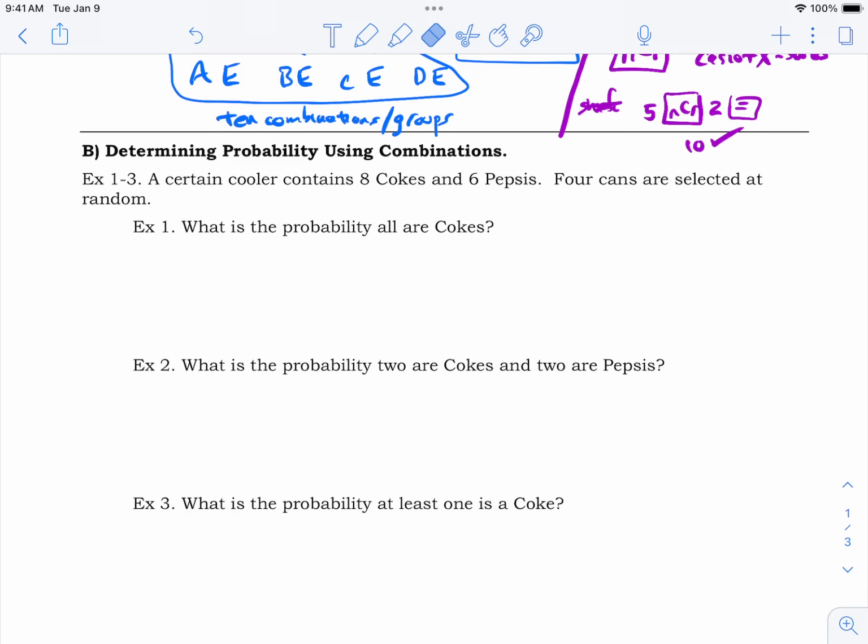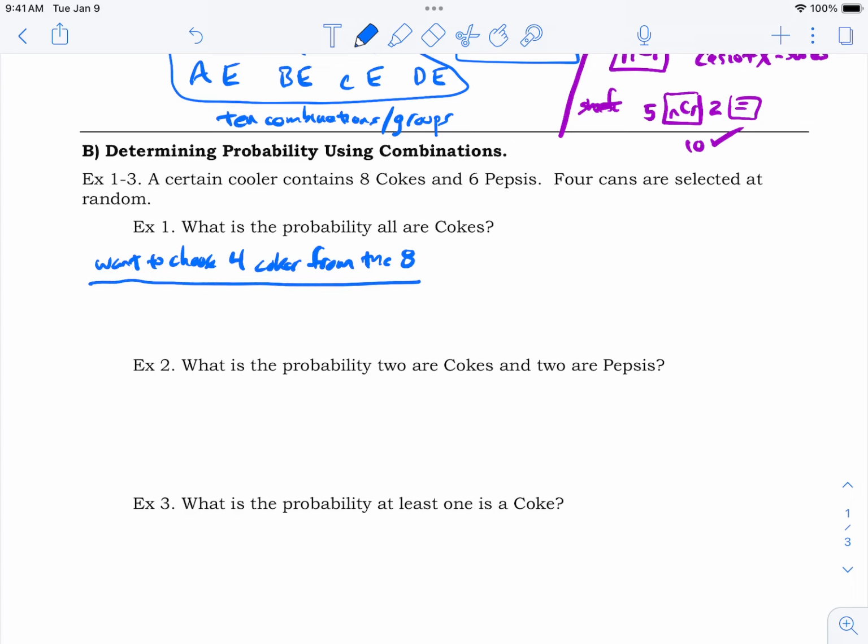This is an example we've done before, but we're going to do it in a slightly different way. You want to think like this. What we want to do is choose 4 Cokes, not from the cooler really, but from the group of 8. You want the 4 cans to all come from that little group of 8, right? So how many ways can you choose 4 cans out of the 8?